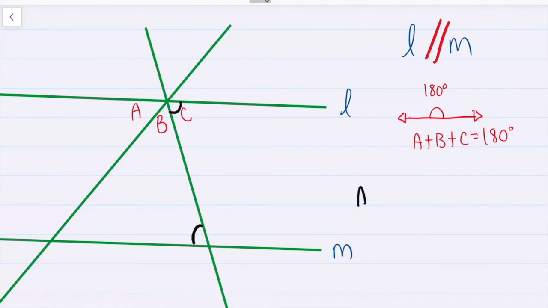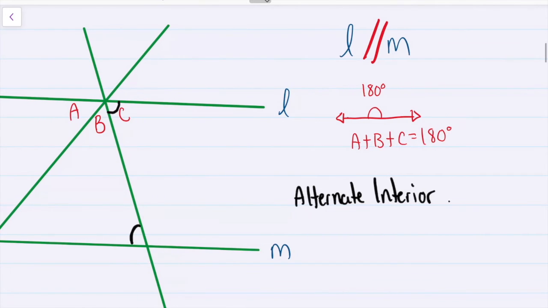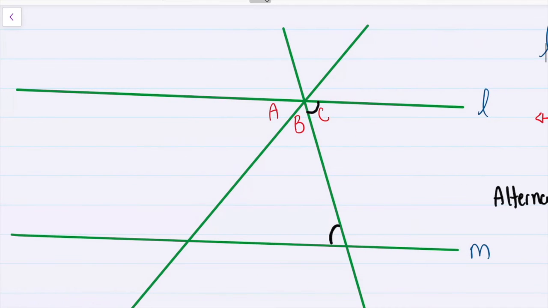Because we've talked about the alternate interior angles. When you have two angles in parallel lines that are inside the parallel lines and they're alternate, as in on opposite sides, they're the same.